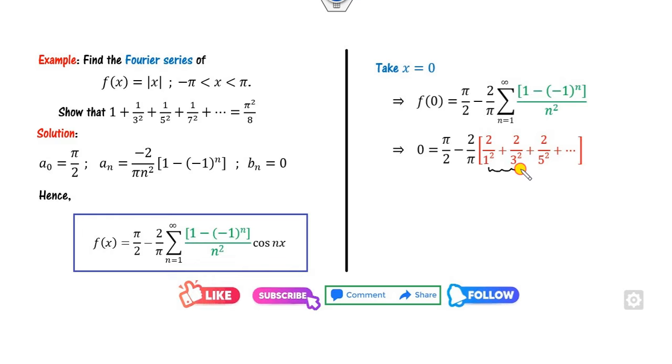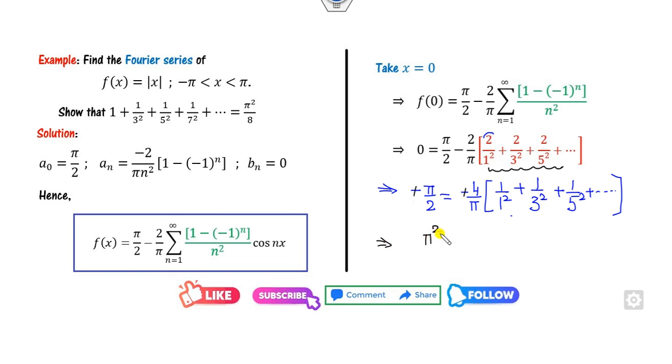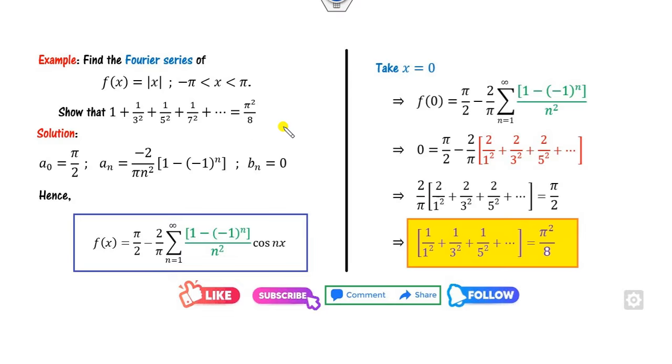Now your target is to find this number. How can you find that? This pi by 2 I can write on the left hand side. I can take 2 as common, so it is minus 4 over pi times 1 over 1 square plus 1 over 3 square plus 1 over 5 square, and so on. So your target is to find this number. Minus and minus will be cancelled out. So it is pi square divided by 8 equals 1 over 1 square plus 1 over 3 square, and so on. And that is the required proof of this result.